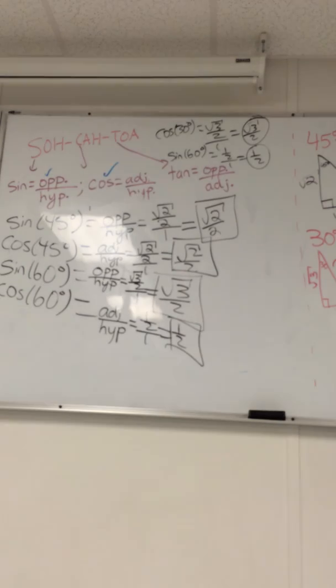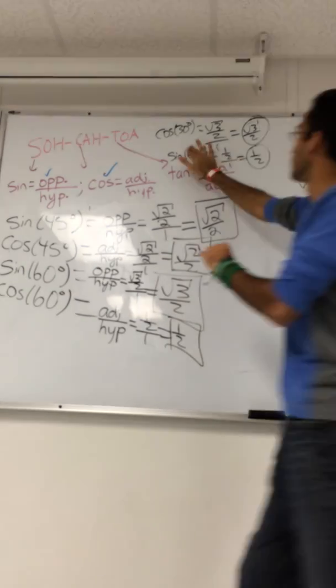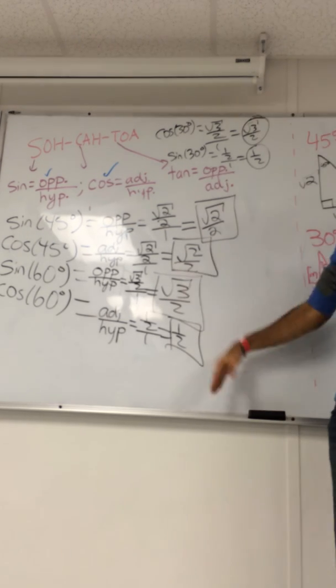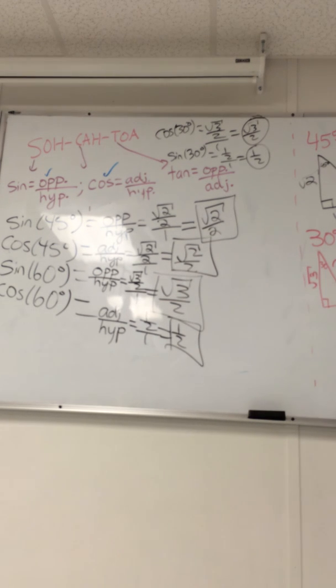Sine 30, excuse me. Remember, for 30 degrees, this is the opposite. This is hypotenuse. 1/2 divided by 1 is 1/2. If you understand this and this, the unit circle will be so much easier than last year. I'm so sorry I didn't teach it like this last year.